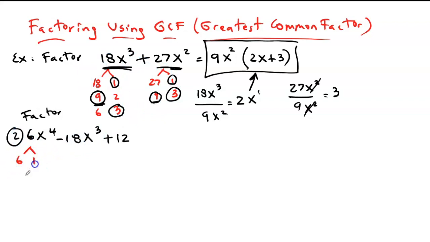Factors of 6, 6 times 1 or 3 times 2. Factors means 2 numbers that you multiply, you get that number. 18, 18 and 1, 6 times 3, 9 times 2. 12, 12 times 1, 6 times 2, 4 times 3. I believe there's nothing else. Okay, now what?